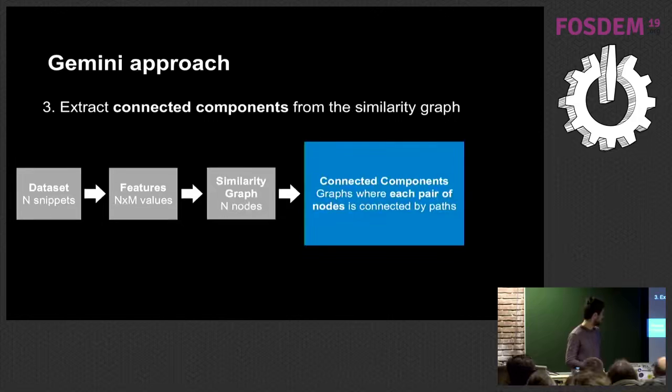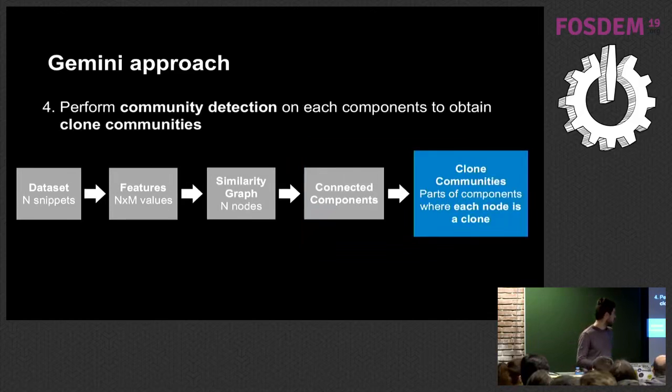So the third step is, out of this huge graph, the most interesting parts are actually groups of the graph which consist of files which are all connected one to each other, either directly or indirectly through hops. In graph theory, this is called connected components, and we extract this from the graph of similarity that we've created. The final step in Gemini is, on each of these connected components, we apply community detection in order to find the final cloned communities. I'll go a bit more in depth into why we do that later on.